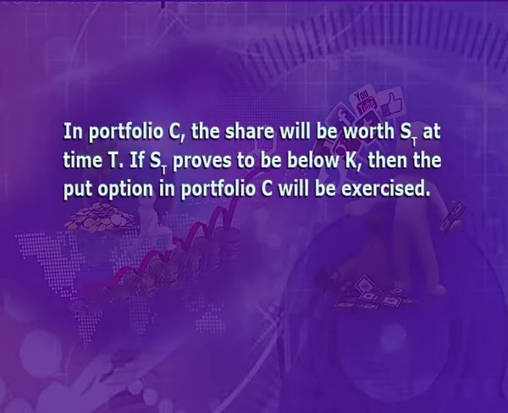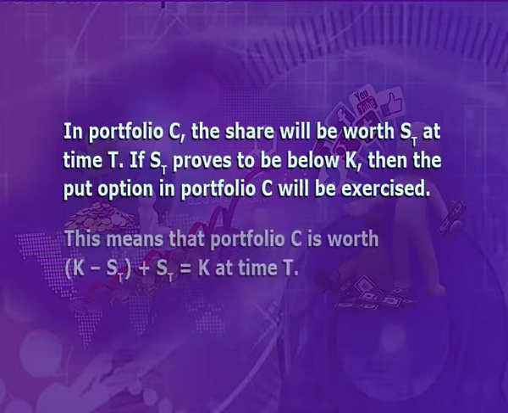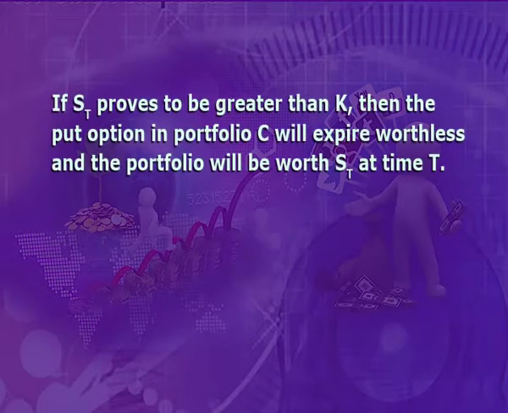In portfolio C, the share will be worth ST at time T. If ST proves to be below K, then the put option in portfolio C will be exercised. This means that portfolio C is worth (K minus ST) plus ST, equal to K at time T. If ST proves to be greater than K, then the put option in portfolio C will expire worthless and the portfolio will be worth ST at time T.